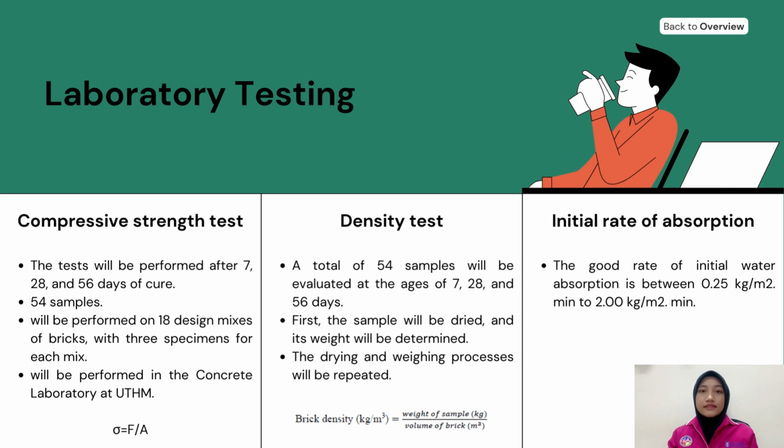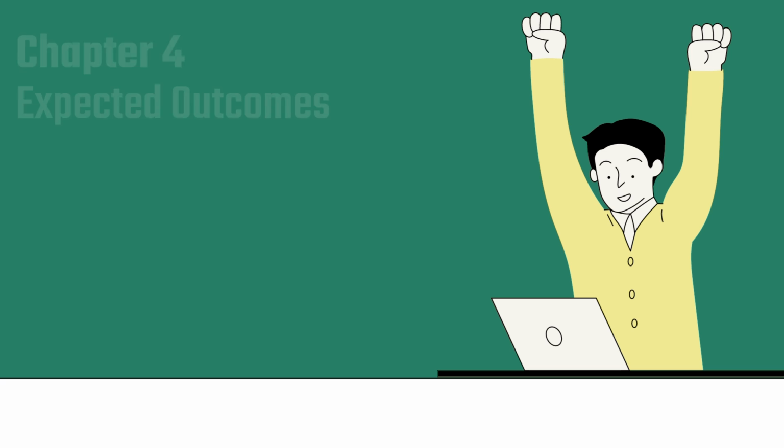The last one is the initial rate of absorption. This test will involve placing the specimen in the oven and then immersing it in water, and at last weighing the specimen. So a good rate of initial water absorption is between 0.25 to 2 kilograms per square meter per minute.